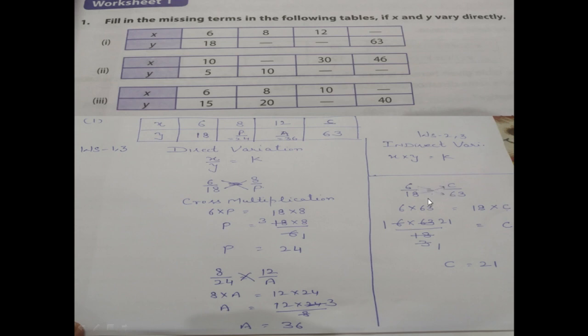Again cross multiply. What will I write? 6 multiplied by 63, then 18 multiplied by C. 18 will be here in division. By cutting, change it into standard form, you will get the answer of C. The value of C will be 21. In the same way, you will solve the second part and third part.